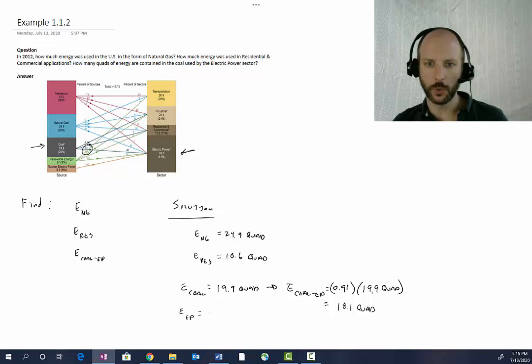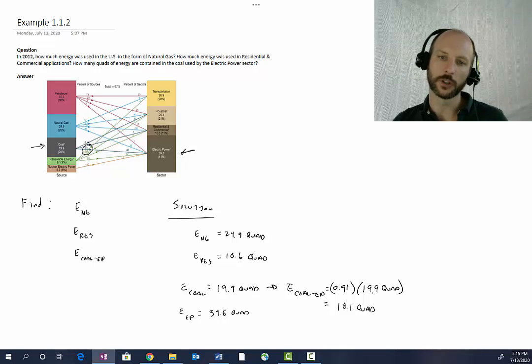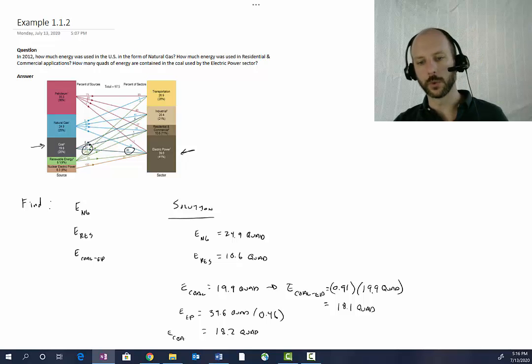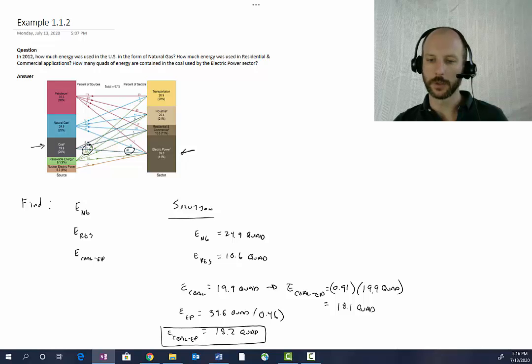We could have gone the other way. We could have looked at the total energy used by the electric power companies, which was 39.6 quad in 2012, and then looked at what fraction of that came from coal. I'm going to circle it here for you on the chart so you can see where that line is, and we can see that figure right there. So we take that percentage, which was 46%, and multiply it by the total electric power energy, 39.6 quad, and that gives us 18.2 quad. So the total energy contained in the coal used by the electric power company that way is 18.2.